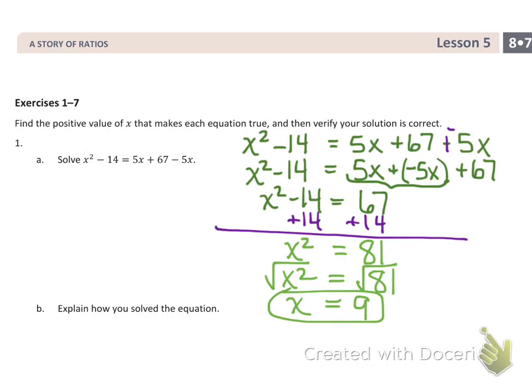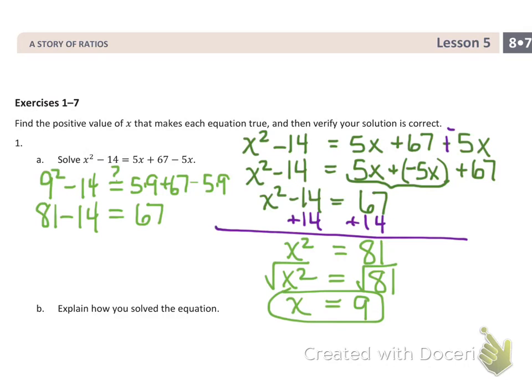And we can come up here and check it. We can put in 9 for x, we get 9 squared minus 14, and I'm checking if that's equal to 5 times 9 plus 67 minus 5 times 9. So I've got 81 minus 14 over here, and I've got 45 minus 45 plus 67, so this is just 67, and so I get 67 equals 67, and it checks out.